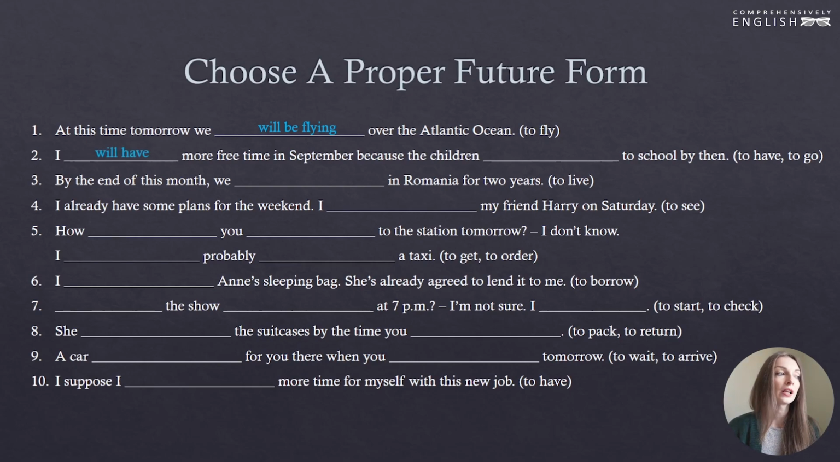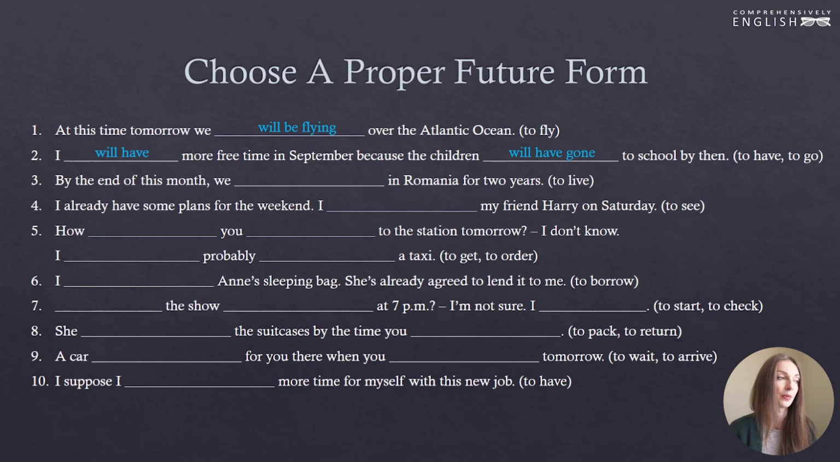I will have more free time in September because the children will have gone to school by then. I will have, I think so, probably, because the children by then, by September, that is by a particular moment in time in the future, will have already gone to school.